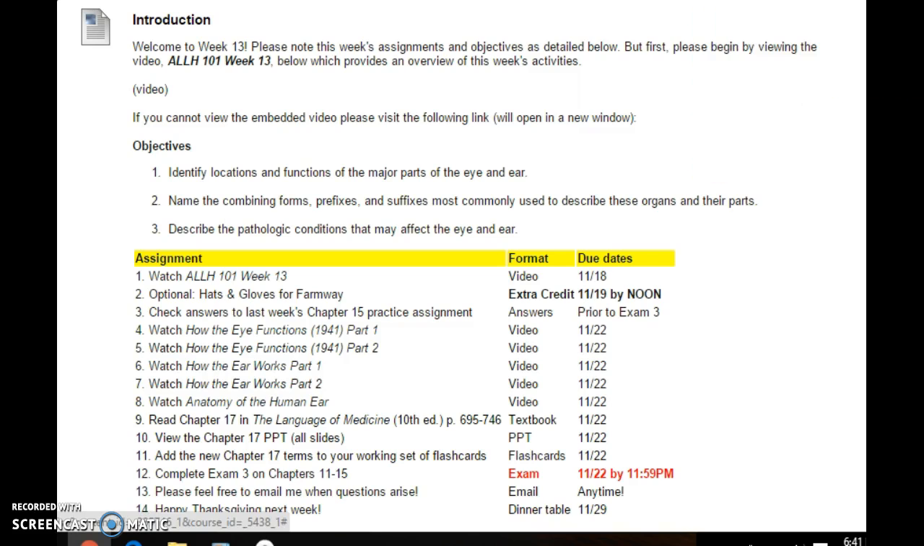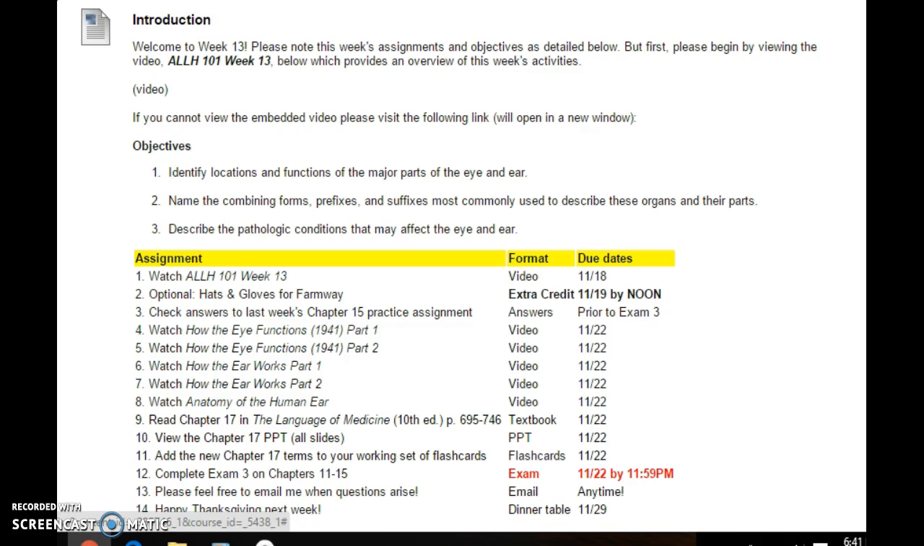This week we're going to be focusing on special senses, which include the eye and ear. So you're going to look at identifying locations and functions of the major parts of those organs, as well as combining forms, prefixes, and suffixes commonly used to describe these organs and their parts. And then lastly, you're going to describe the pathologic conditions that may affect the eye and ear.